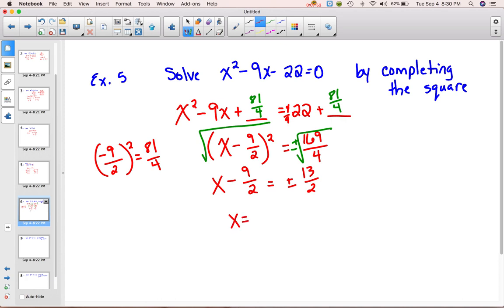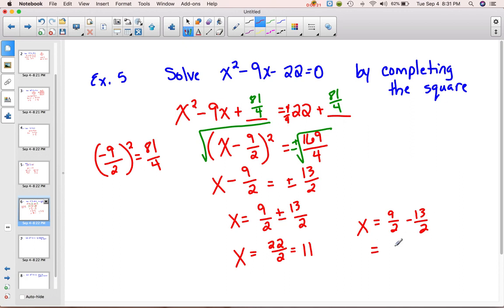So now I have x equals, if I add the 9/2, I'm going to have 9/2 plus or minus 13/2. And then I can actually work this out. So we have 9 plus 13/2 is going to give us 22/2, which is 11. And our other solution will be 9/2 minus 13/2. So we end up with -4/2 or -2. So those would be my solutions.